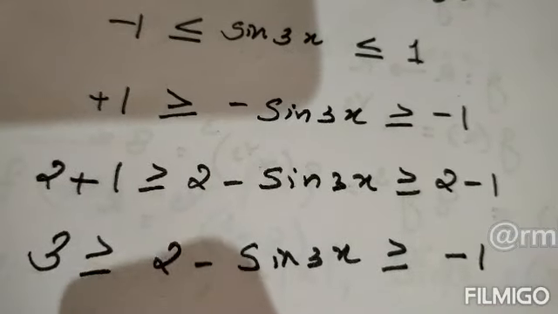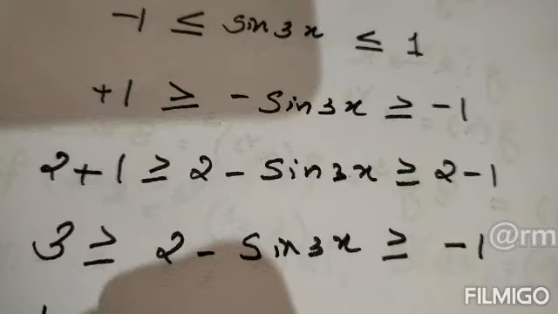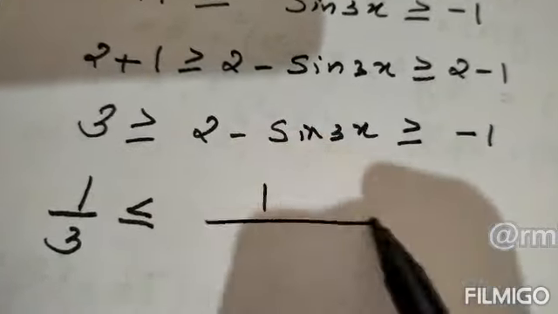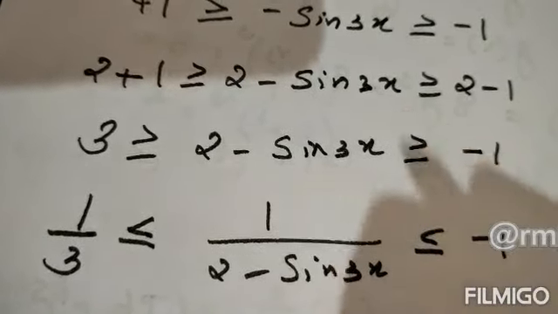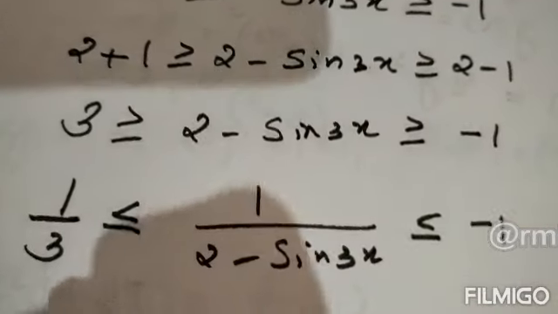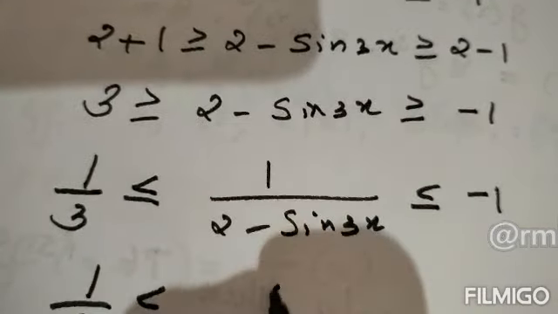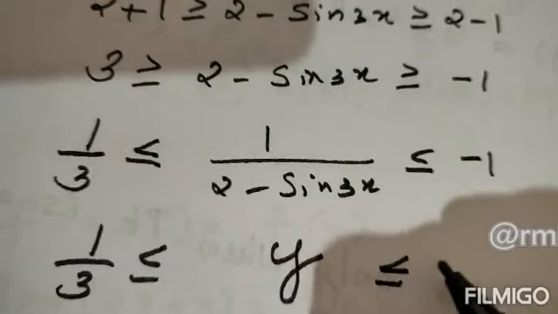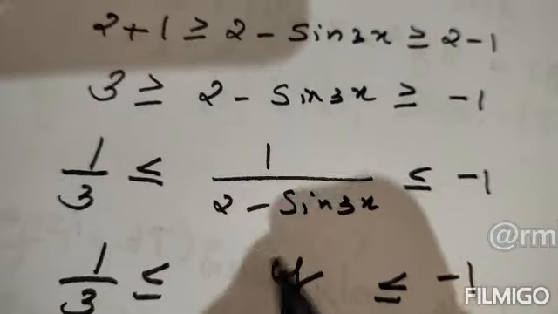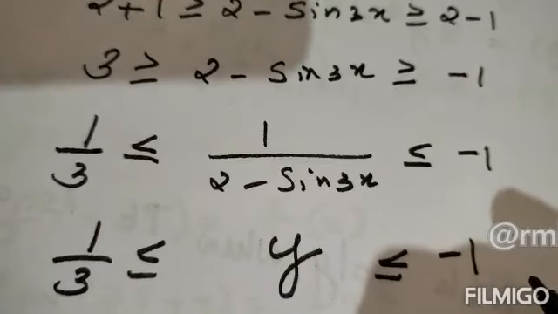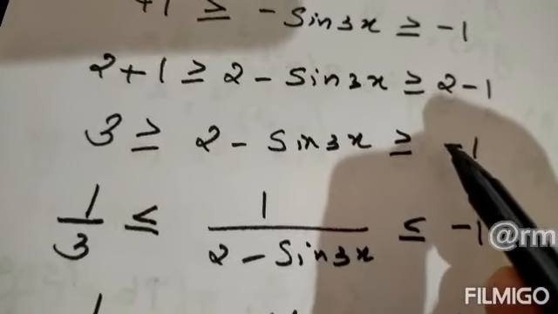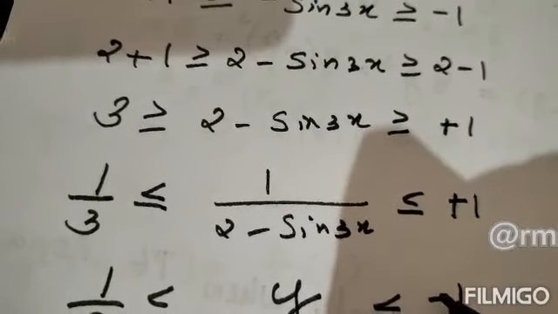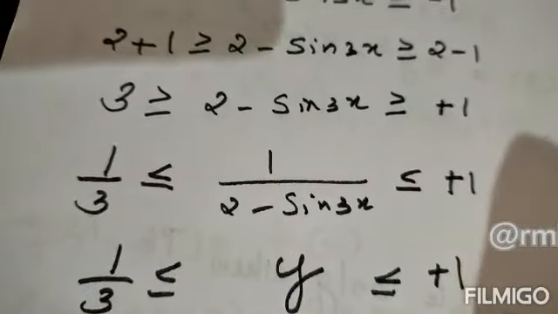Taking the reciprocal like 1/3, the inequality sign will also change. 1/3 is less than or equal to 1/(2 - sin 3x), which is less than or equal to 1. Reciprocal of 1 is 1 itself. So 1/3 is less than or equal to y, which is less than or equal to 1. So the range is the value of y between 1/3 and 1. Here there is a correction: this is plus 1, 2 minus 1. So 1/3 and plus 1.